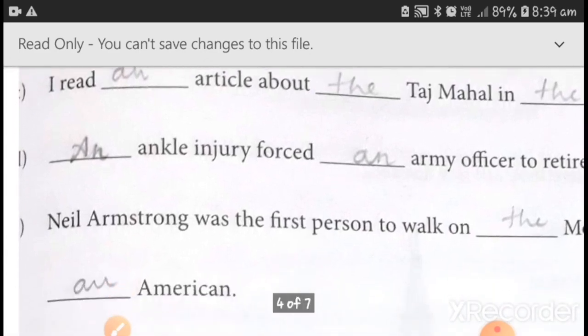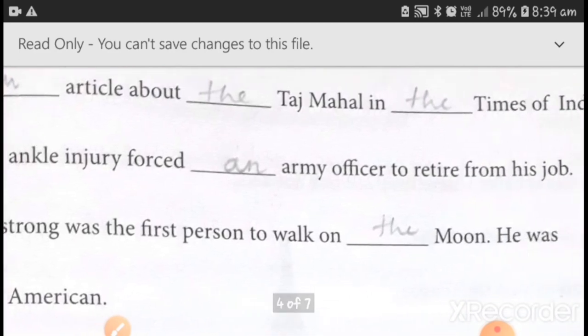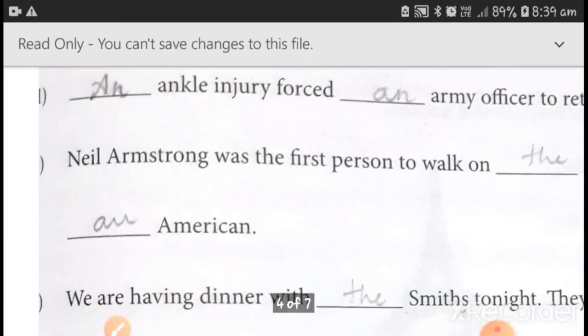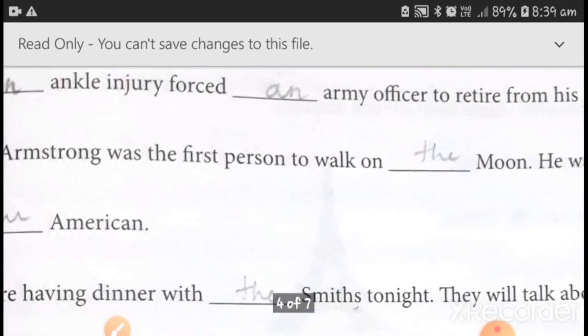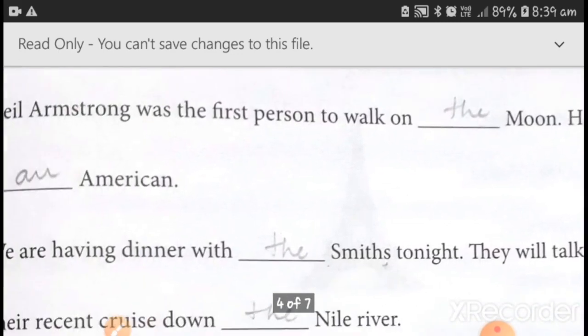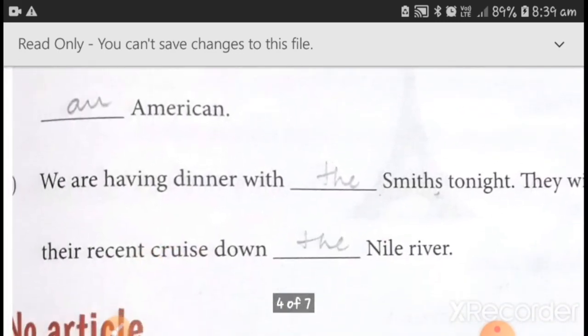Okay, now next is: An ankle injury forced an army officer to retire from his job. So here, no problem at all. Neil Armstrong was the first person to walk on the moon. He was an American, you know. We are having dinner with the Smiths.